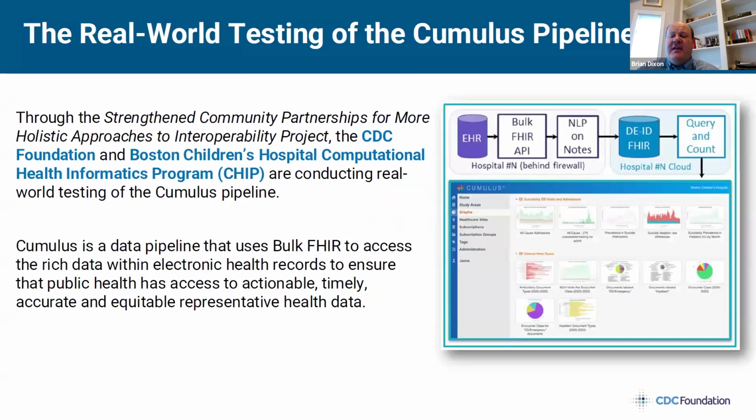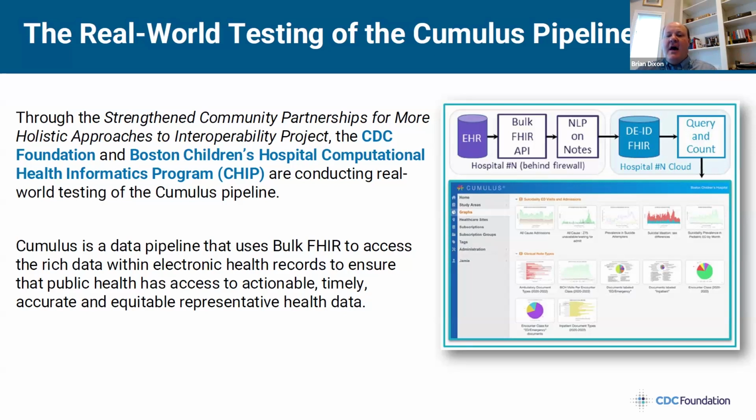A project that our team has also been working on is called Cumulus, in partnership with Boston Children's Hospital as well as the CDC Foundation. What we wanted to do in this particular project was take Bulk FHIR and implement it in such a way that it could be used to move data more effectively to public health. So take an open standard, and build it on top of an open source platform.